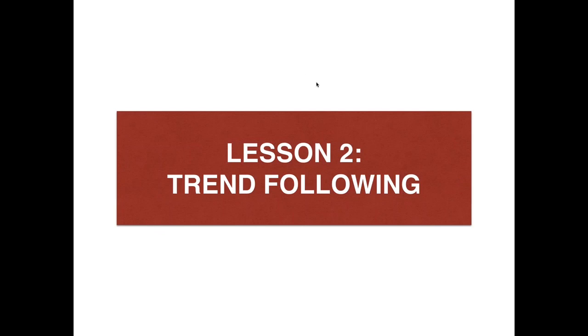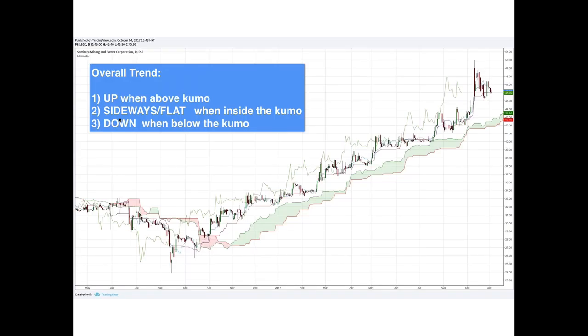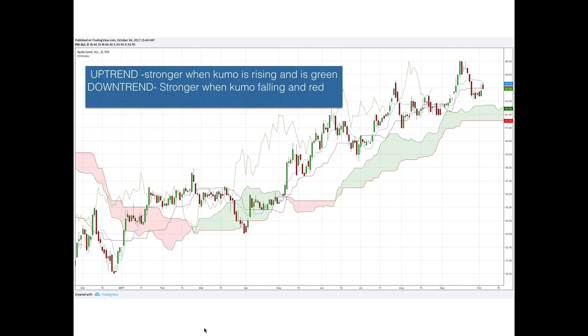Next, trend following. So how do we identify that overall trend using Ichimoku? There are 2 ways. First, the trend is up when it is above the Kumo. It is sideways to flat when it is inside the Kumo. It is down when it is below the Kumo. So that is how we identify the overall trend.